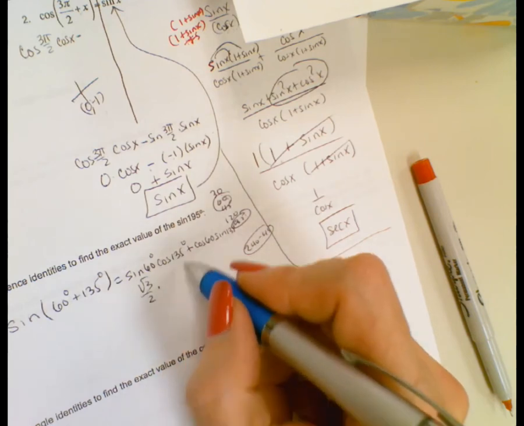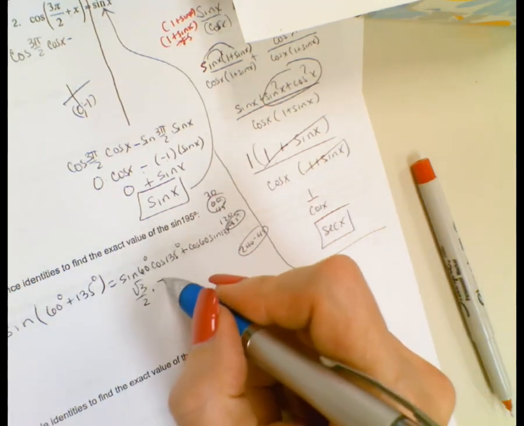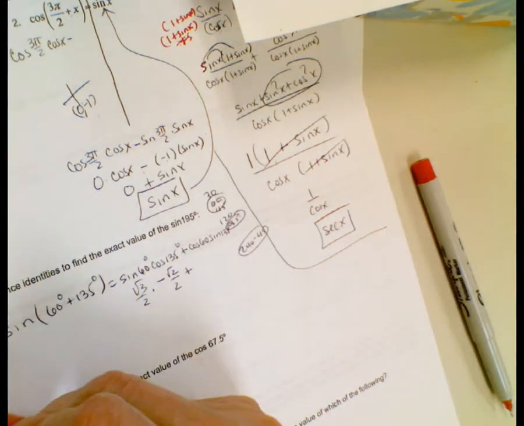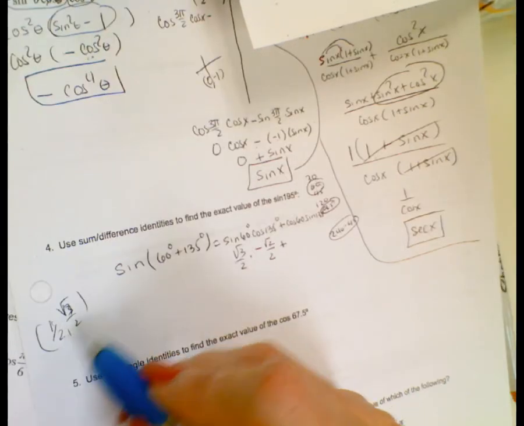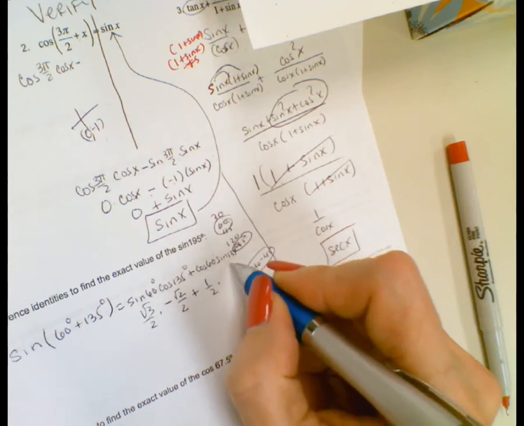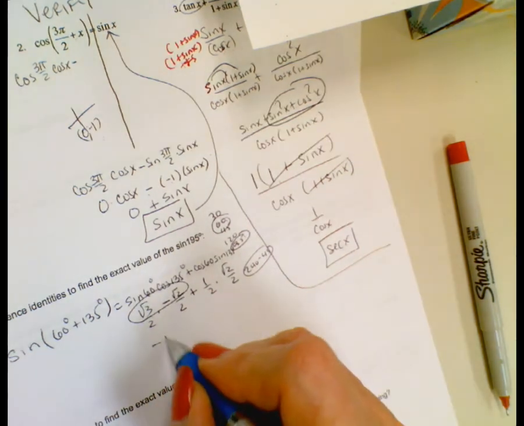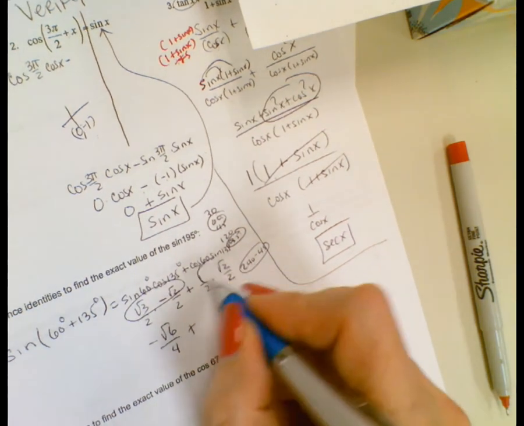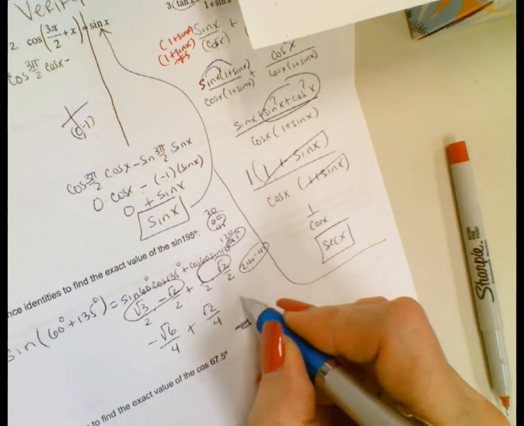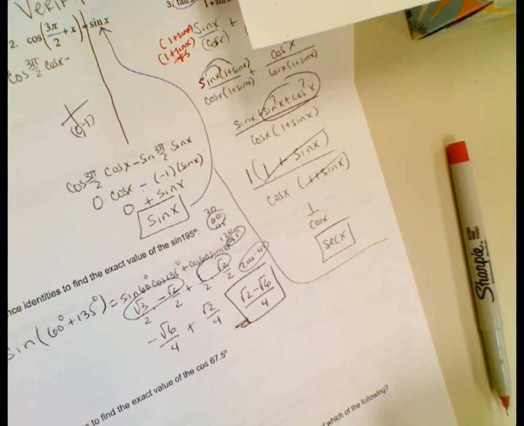Cosine of 135 is in the second quadrant, with a reference angle of 45, so it's negative radical 2 over 2. Plus cosine of 60, which is 1/2. Sorry, guys, you can't see my ordered pair. Here's my cosine, that's my 60 ordered pair. And the sine of 135 is positive radical 2 over 2. When you multiply, you get negative radical 6 over 4 plus radical 2 over 4, which equals radical 2 minus radical 6 over 4. That's how I'd write it.